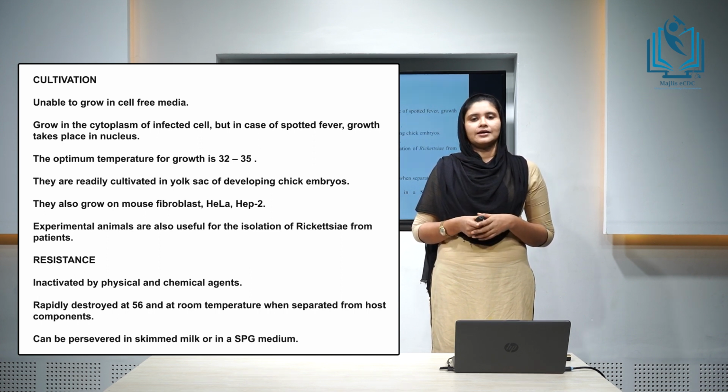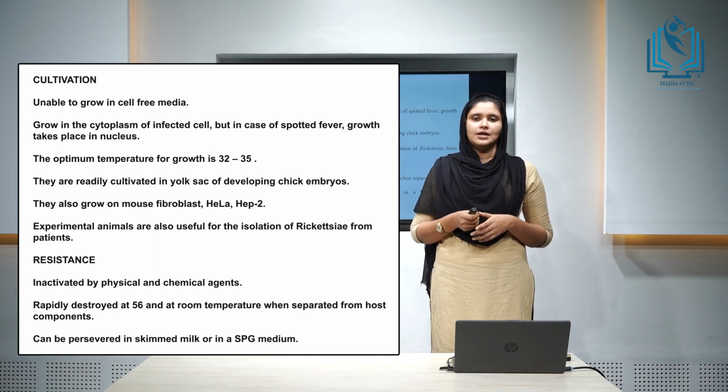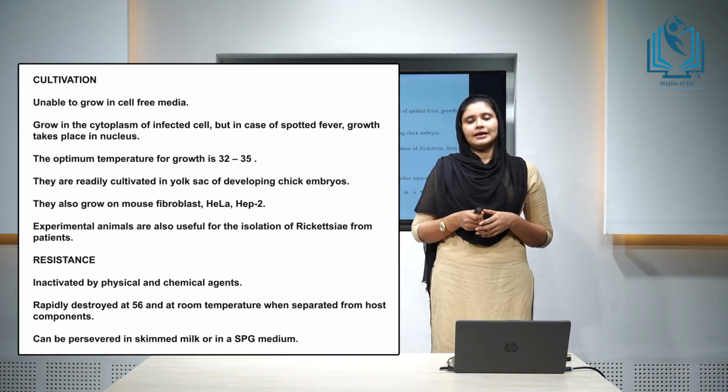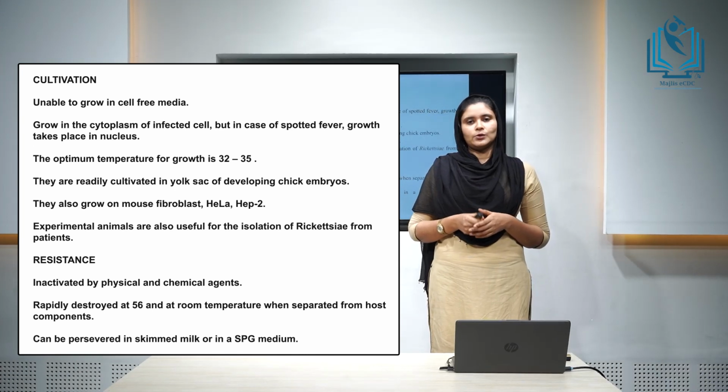Here, Rickettsia are unable to grow in cell-free media. Their growth occurs in the cytoplasm of infected tissue, while the spotted fever causing Rickettsial species grow in the nucleus of the infected tissue. Their optimum temperature is 32 to 35 degrees Celsius, that is the optimum temperature needed for the maximum growth of Rickettsial species. Rickettsial species grow only inside a cell, as they are strict intracellular parasites.